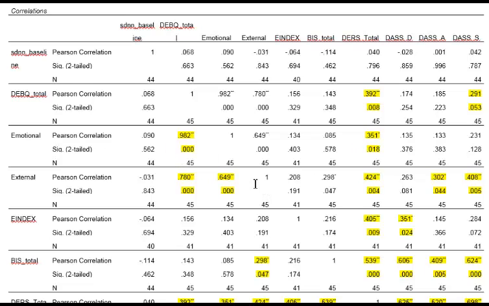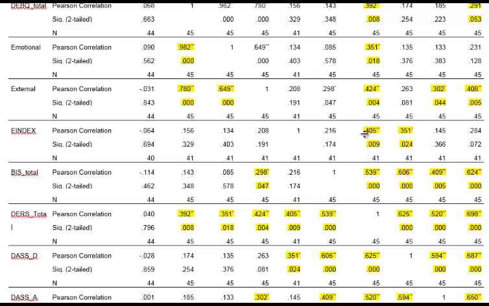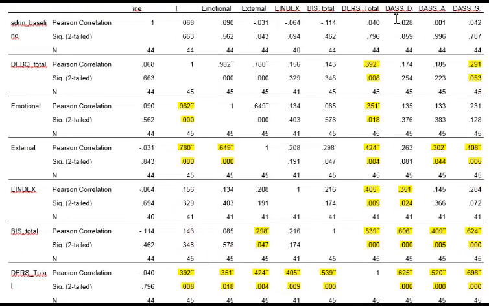This one is emotional eating also with stress, right? Yeah, kind of goes together. Chocolate ice cream, baby. So you got emotional and external, DERS total and external, DAS A and S with external. So eating index with DERS total and DAS D. Okay, so the food log was correlated with the scale of emotional regulation and depression.